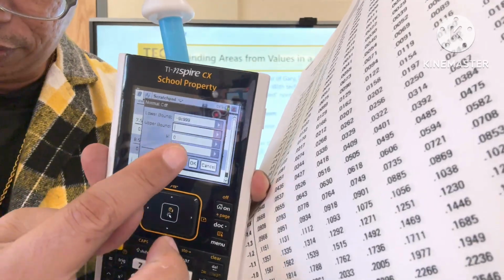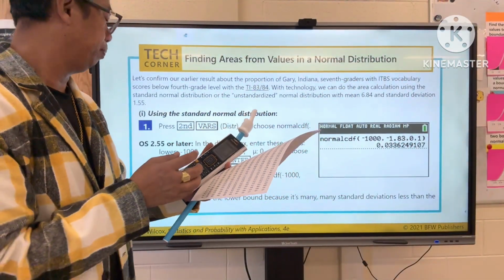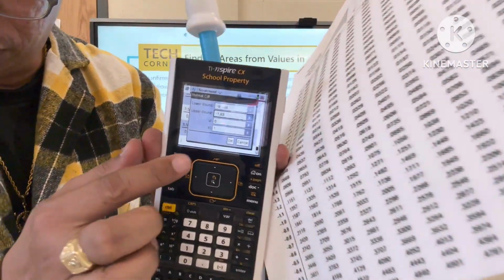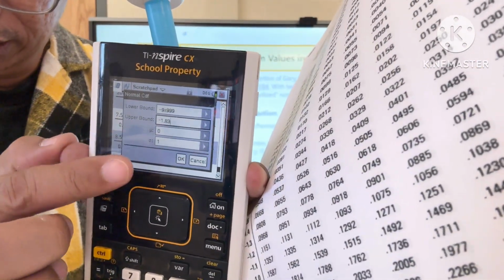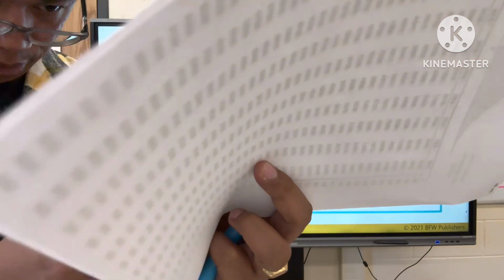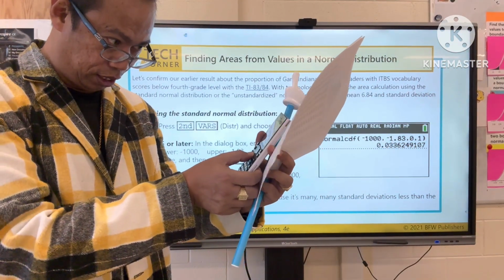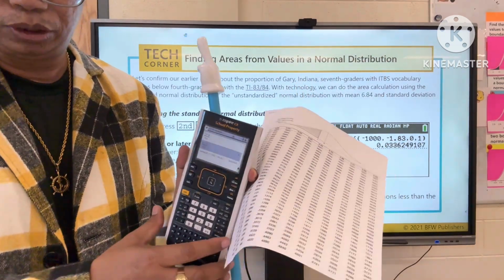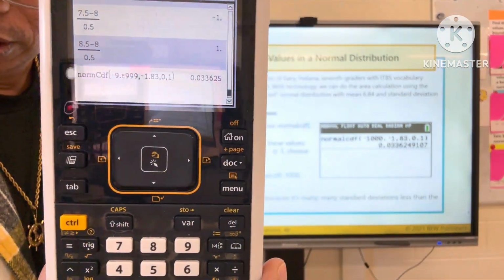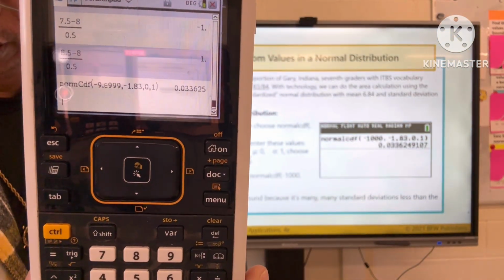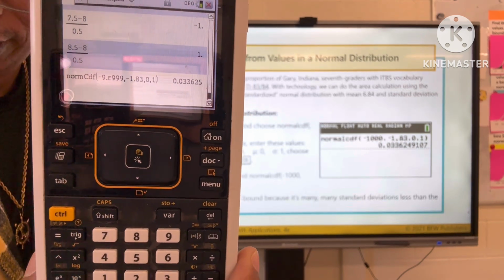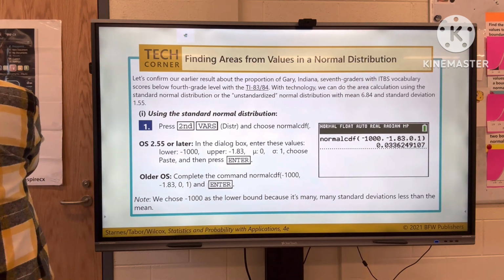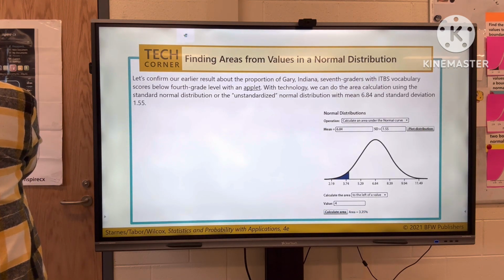And then what you need to do is, on the upper bound, you type negative 1.83. And then 0, still 0 on the mean, and then standard deviation 1. Okay? So then press OK. Be sure that it will be the same. So the answer will be the same. So we got 0.033625. Okay? So that will be the answer for the calculator.